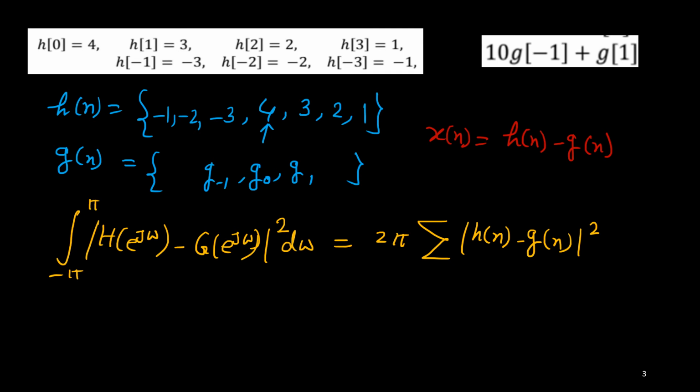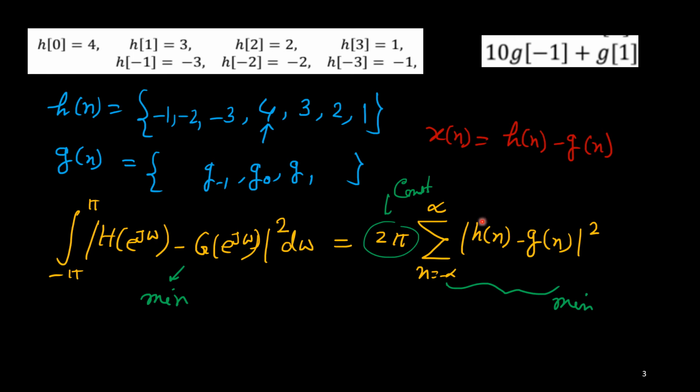Okay, and n goes from minus infinity to infinity. So to minimize this one, we want to minimize this thing. Same thing, we can minimize these things because this is constant. 2 pi is a constant. This 2 pi is constant. So we need to minimize this function. That is the given problem. Okay. So instead of this one, we'll try to minimize this summation.